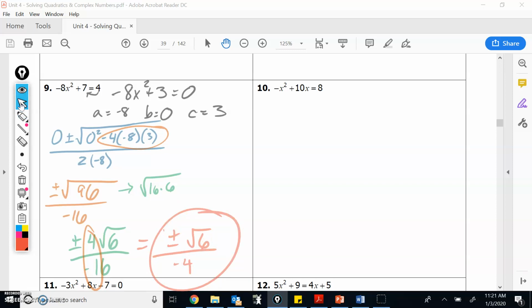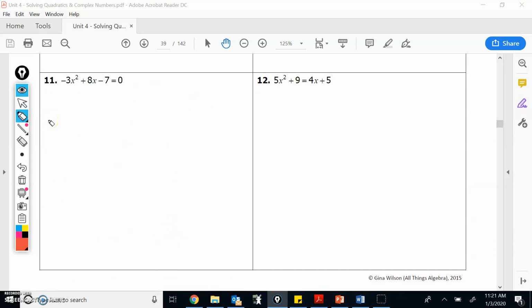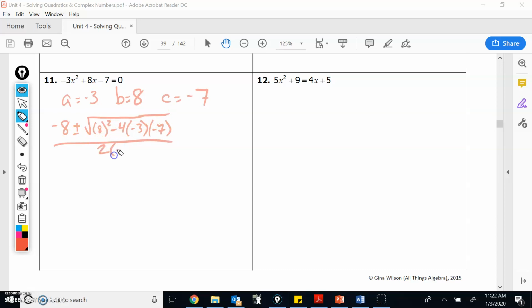Let's do one more. This one has an imaginary solution. So this one's already in standard form. A is negative 3, B is 8, and C is negative 7. Let's plug them into the quadratic formula. Negative b plus minus square root b squared minus 4 times a times c, all divided by 2 times a. Let's simplify underneath the square root to get negative 8 plus minus square root 8 squared, 64.